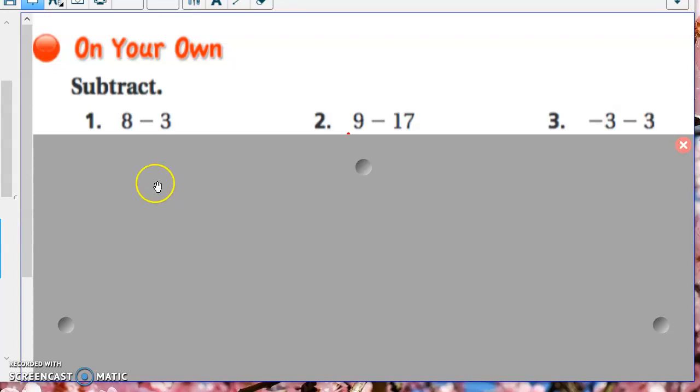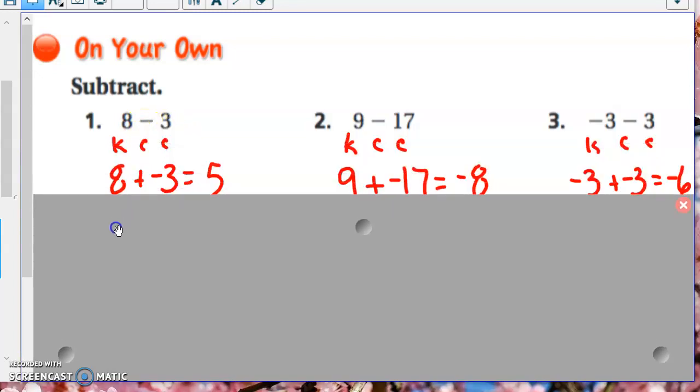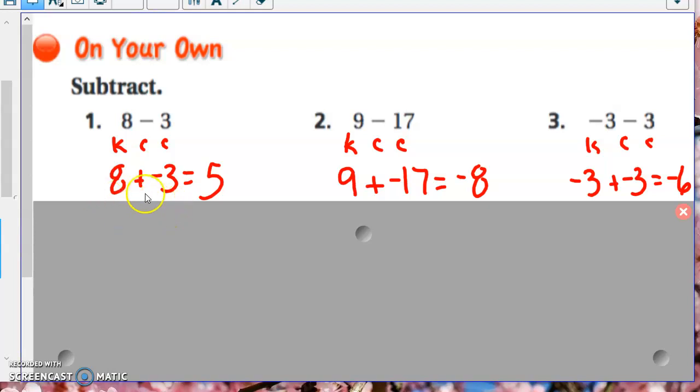these ones that you're supposed to do on your own. So again, 8 stays the same. Minus changes to a plus, and the opposite of 3 is negative 3. So you should get 8 plus negative 3. And of course these have different signs, so I subtract and keep the sign of the bigger number, so my answer would be 5.